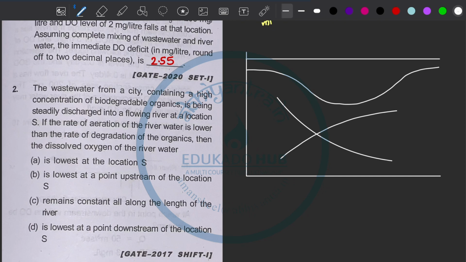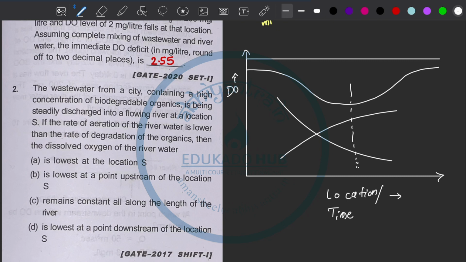Okay, see this. There are 4 zones. This is your location, or I can say time. On this axis we have location or time, and on the y-axis we have dissolved oxygen.